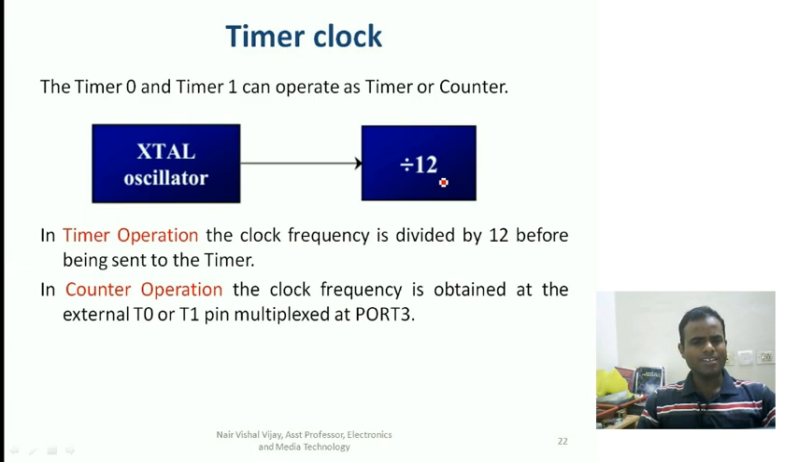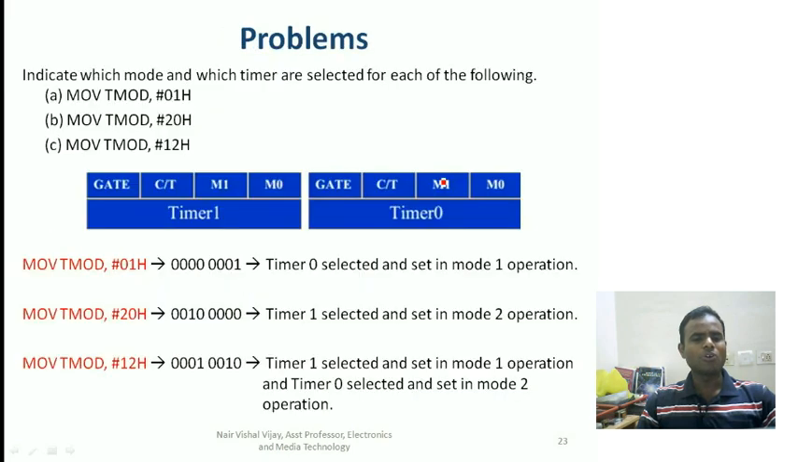So a simple problem we also solved in the class. If you want to set the timers in different modes, for example, if the timer mode register is set as 01, which mode is selected? So let's see. If it is 01, that means this is 0, this is 0, this is 0, this is 0, this is again 0, this is again 0, and then this is 1. Sorry for the rough writing. So this is 0, 1.